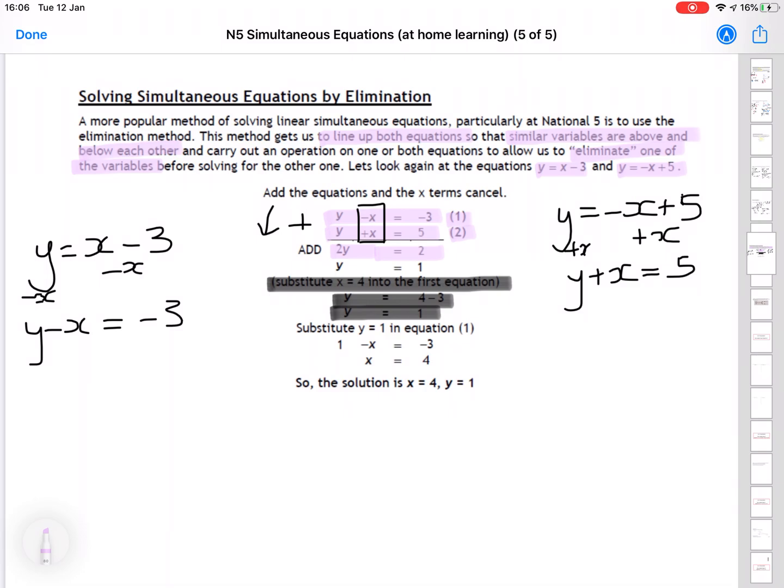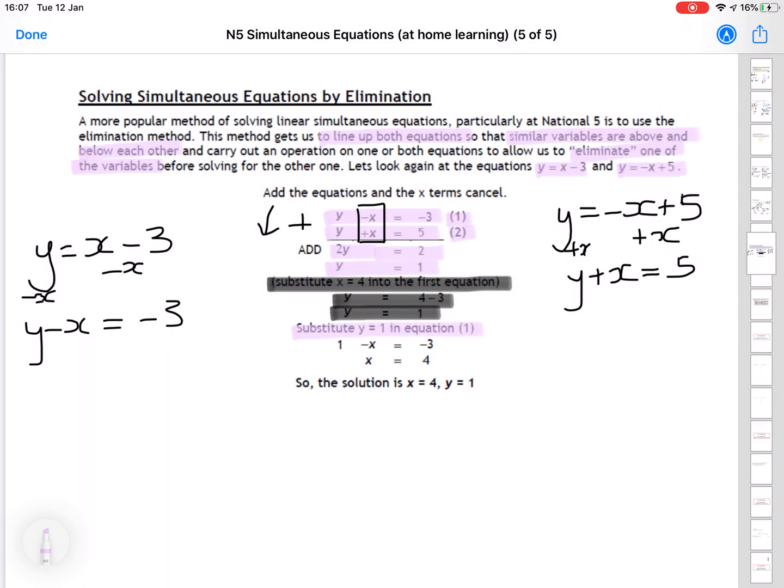Okay, and then obviously if 2y equals 2, then y would equal 1. We're dividing both sides by 2. So the next bit of this working is actually really similar to the working that we did in the substitution method, where we substituted the x back into the equation. So we're going to do the same thing here. Now the letter that we have is y equals 1. So I'm going to substitute y equals 1 back into equation 1.